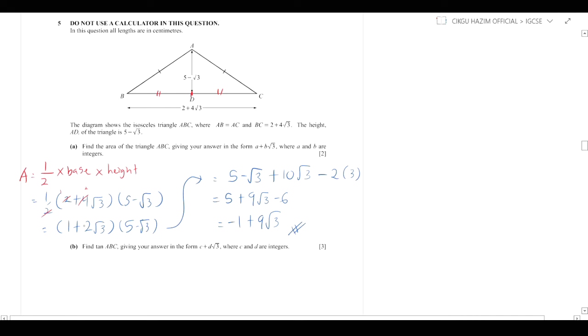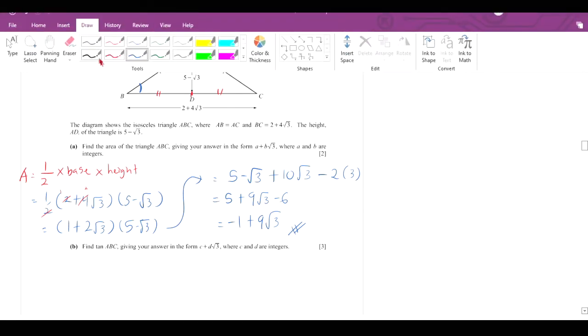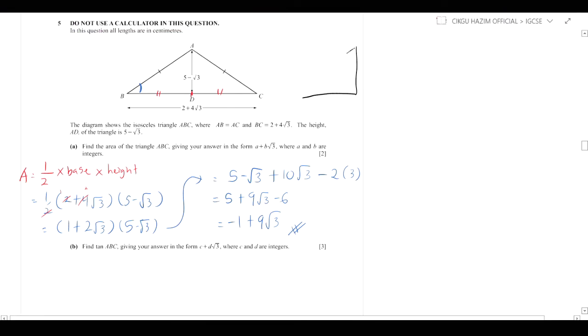Now let's see question B. Find tangent ABC. Tangent ABC is this angle. Give your answer in the form c plus d root 3. To find this tangent, it's similar if we cut this triangle in half, so we get a right-angled triangle. Tangent ABC is the angle theta, and we get 90 degrees here, the height 5 minus root 3, and the length here, which is half of 2 plus 4 root 3, which is 1 over 2 multiplied by 2 plus 4 root 3. It's also equal to 1 plus 2 root 3. So we already have the base length and the height.